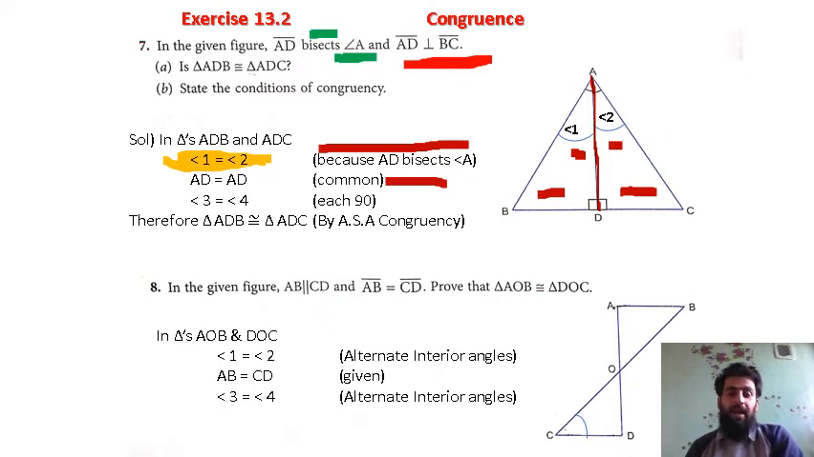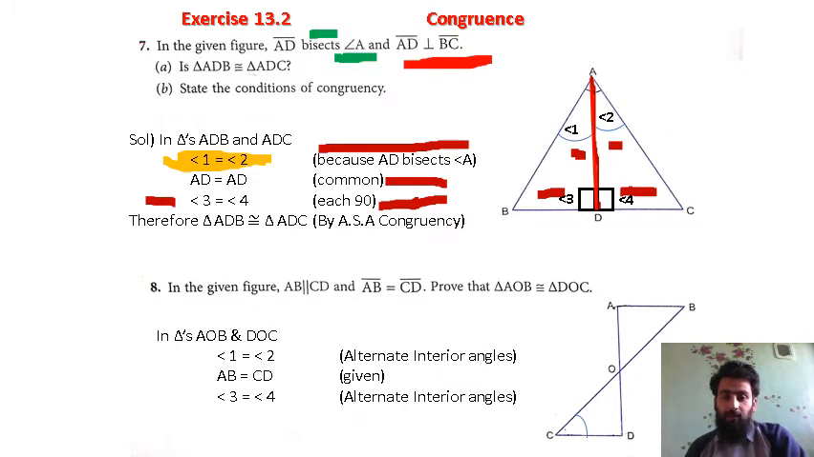Third, you will find that I mentioned angle 3 equals angle 4. Let's first see where is 3 and 4. This is AD, the common line, and this is angle 3 and angle 4. And why are they equal to each other? Because AD is perpendicular to BC. That means 3 and 4 will both have a measure of 90 degrees. So I wrote down each 90, 3 equals 4.